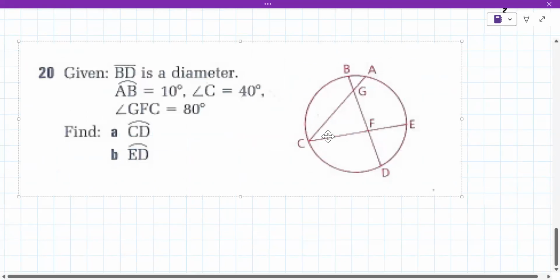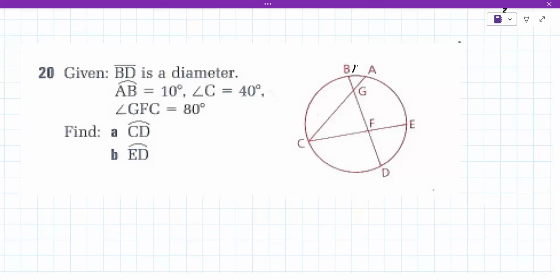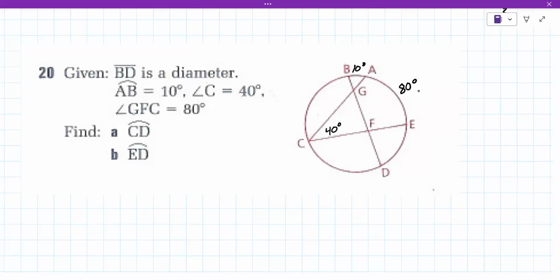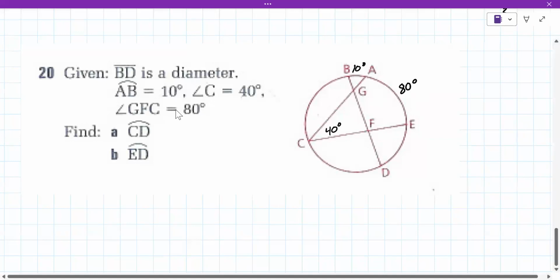All right, fantastic. Given BD is a diameter, well, that sure doesn't look like it goes through the center of the circle, does it? AB is 10. Okay, it's probably good to label that. Angle C is 40. Do you remember how to find the measure of arc AE from the 40? It's twice 40, right? So it's 80. Very good. And I like to do that, even though maybe it doesn't specify it. It might help later on.